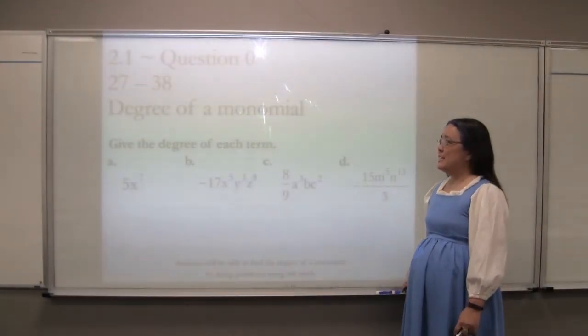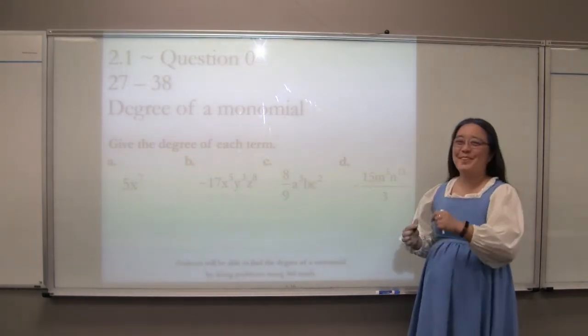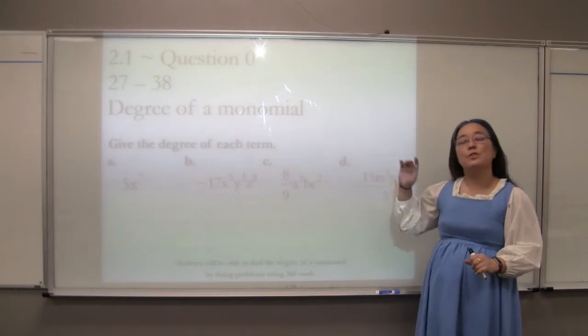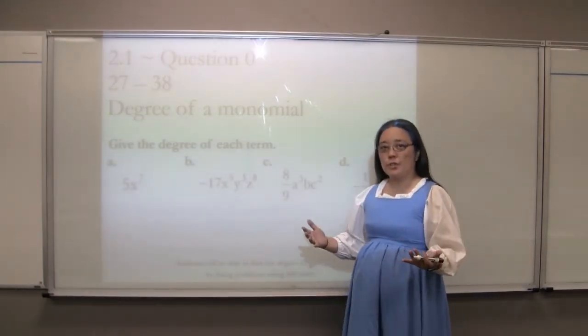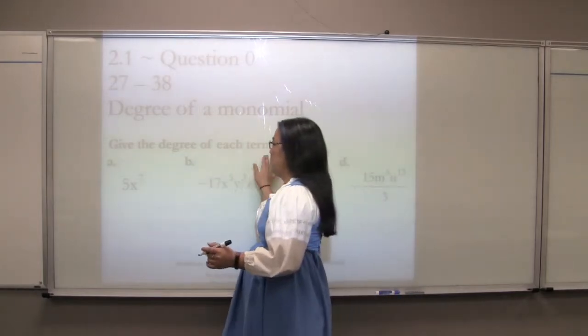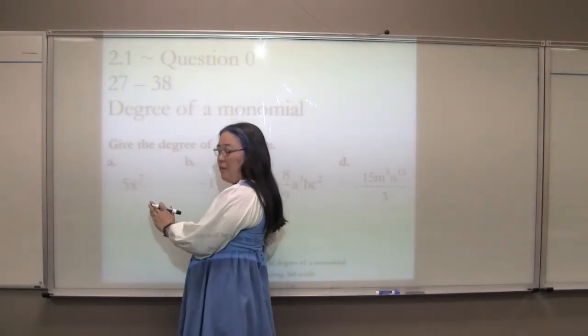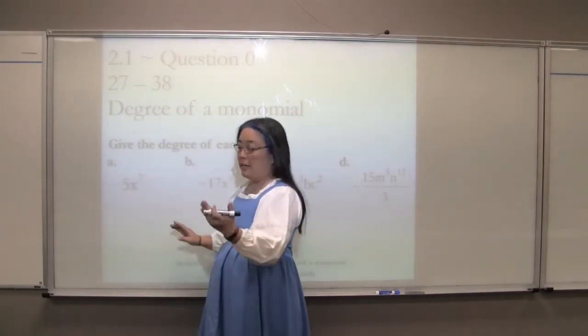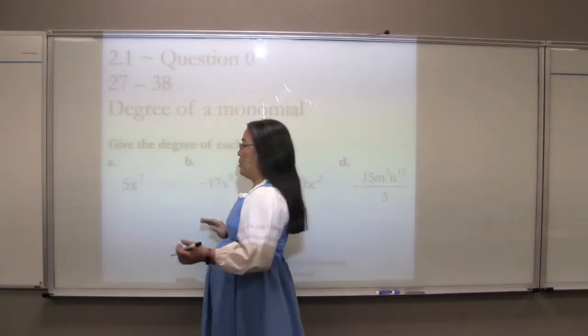Chapter 2, Section 1, Question 0. There is no question 0, so hey, we're going to go over the degree of a monomial. This is a skill you should have learned in a previous math class, the degree of each term. So here we have a coefficient, a number in front, a variable, a letter or a symbol, and an exponent, the number in the upper right corner.